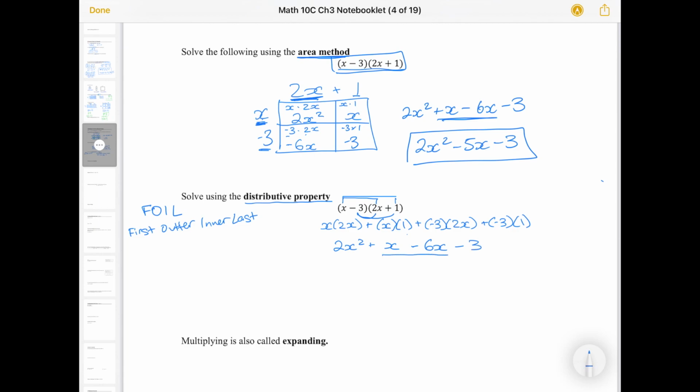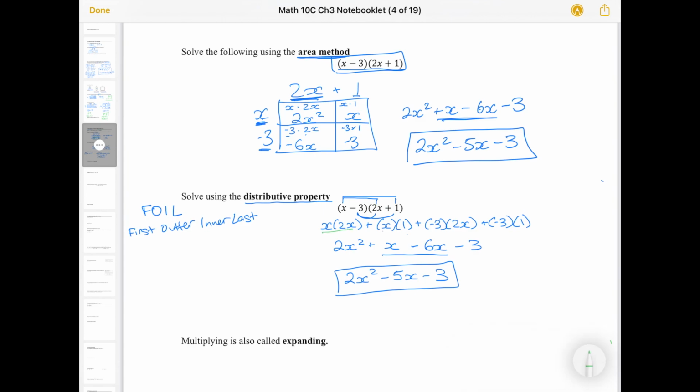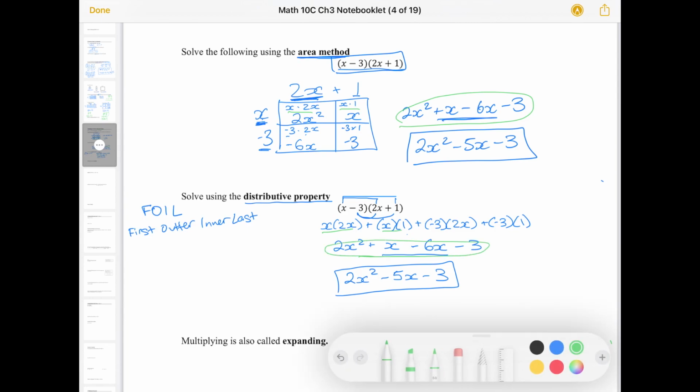Again, I group my like terms, and since it's the same question, I'm of course going to get the same answer. So 2x squared minus 5x minus 3. Notice I've essentially done the same thing, right? All of these little multiplication steps, that's what I do inside these boxes. And then I'm adding them all together like I do here, combining my like terms and getting the same answer.